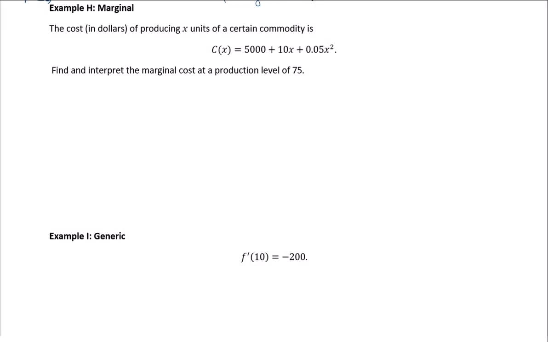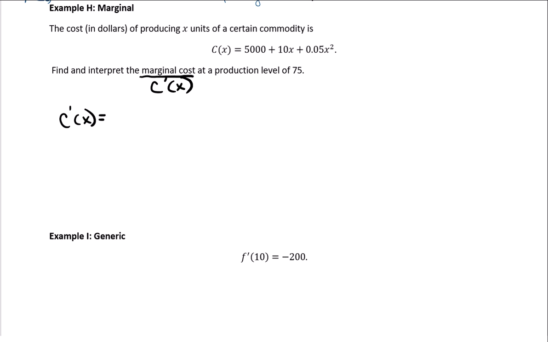In our next example, it says the cost in dollars of producing X units of a certain commodity is C of X equals 5,000 plus 10X plus 0.05X squared. They want to find and interpret the marginal cost at a production level of 75. So the fact that they're asking for a marginal cost, that is our hint that we're looking for the first derivative. So let's find the first derivative, and then we'll plug in our 75.